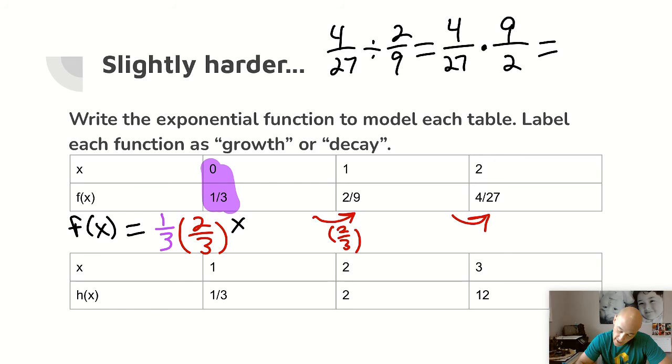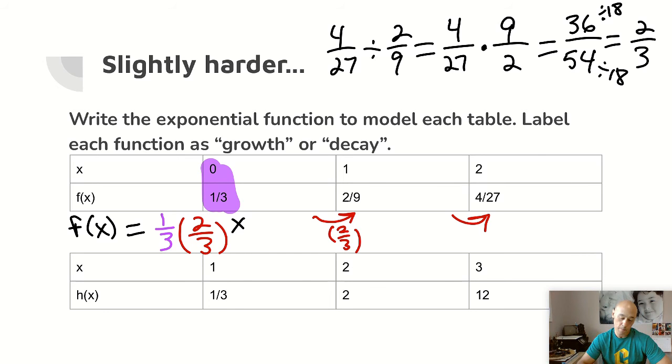And now we can multiply. 4 times 9 is 36. 27 times 2 is 54. And you maybe are saying, wait, but it was supposed to be 2/3. Yeah, 36 is divisible by 18. 54 is divisible by 18. So when we divide by 18 in the numerator and the denominator, we get 2/3.